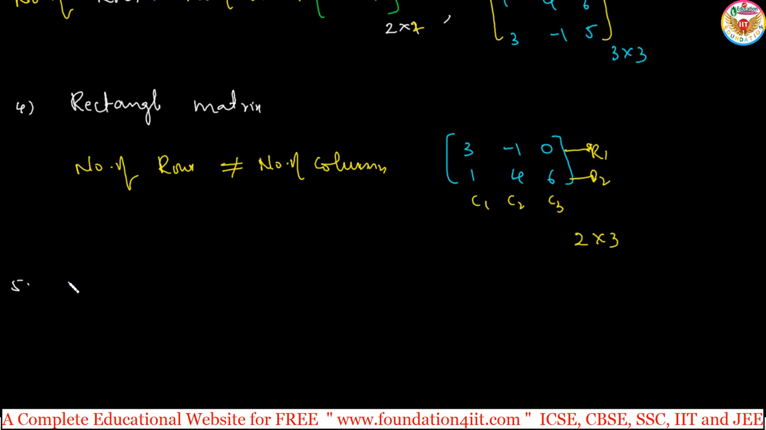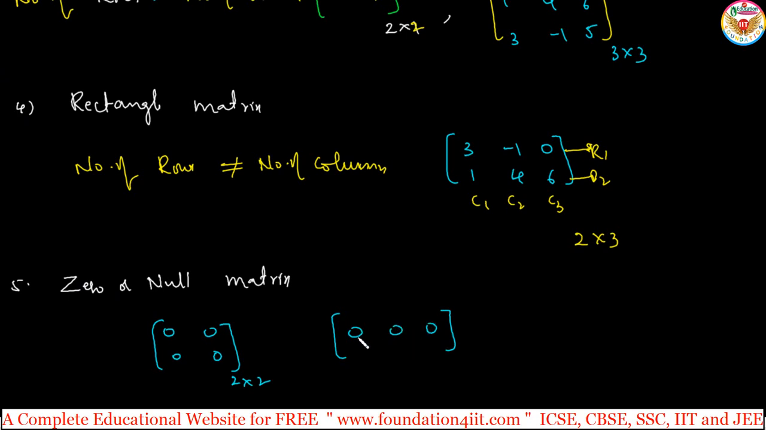And the fifth one is the zero or null matrix. The word zero is there, and null. If each element of the matrix is zero, it's called the zero matrix or null matrix. Every element in the matrix must be 0. 0, 0, 0, 0. This is 2 rows, 2 columns. All are zeros. Even 0, 0, 0: 1 row, 3 columns. So this is the zero matrix if each element of a matrix is 0. That's all. So it's called a zero matrix.